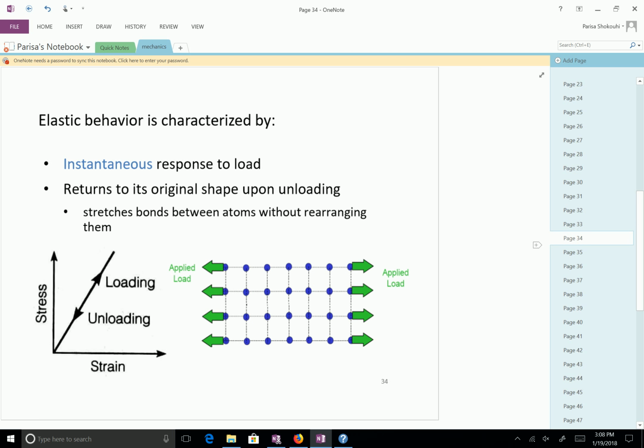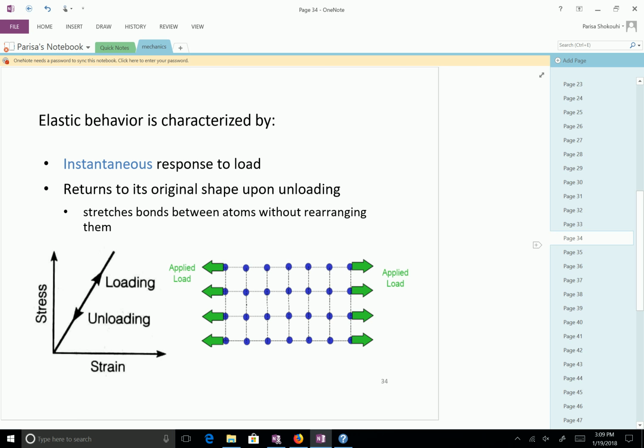But then, elasticity is a different thing. There are two important aspects to elasticity. One is when you apply the load, immediately you get a reaction. The deformation is instantaneous. This is important. And the second one is that it goes back to the original. So if either one is violated, the material is not elastic.